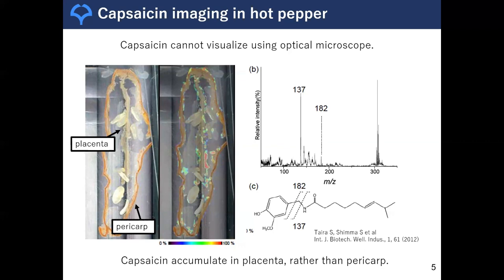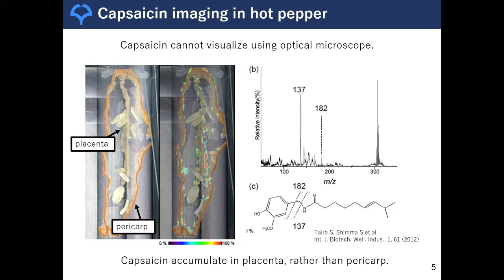This is an example of using mass spectrometry imaging on hot pepper. As you know, when you eat hot pepper, you can feel the spiciness of capsaicin, which is a pungent compound. However, it is impossible to know which part is pungent just by looking at the organizational structure of the capsicum, as shown on the left of the photo.